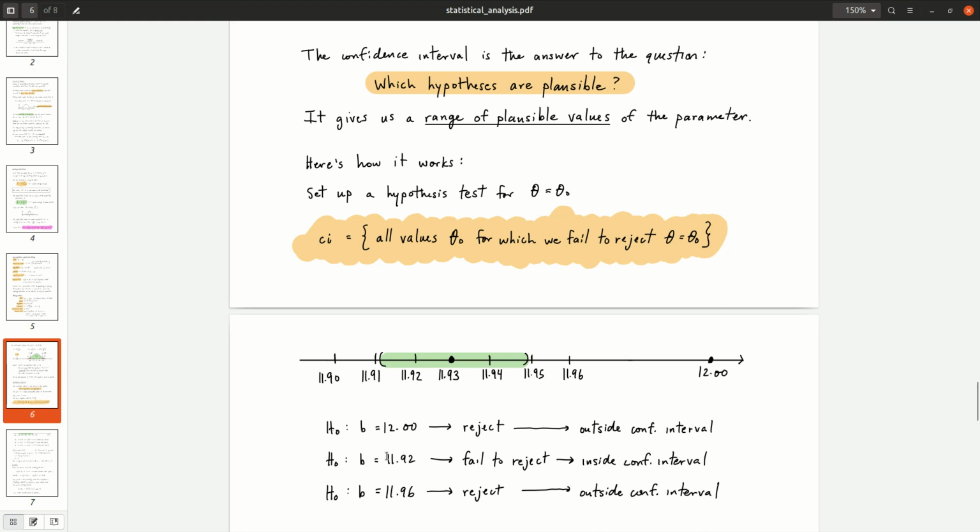Then we do it again. We say, let's do 11.92. And I'm not showing the details, but if you picked this hypothesis, you would fail to reject it, given the data that we have. And so this one would be inside the confidence interval. So 11.92 is inside. If we did it again for 11.96, I'm not showing the details, but we would reject. And so this is outside the confidence interval. So you can think of a confidence interval as the result of doing a whole bunch of little tests, and then collecting the values of the parameter for which we failed to reject. And that would be specifically these values here.